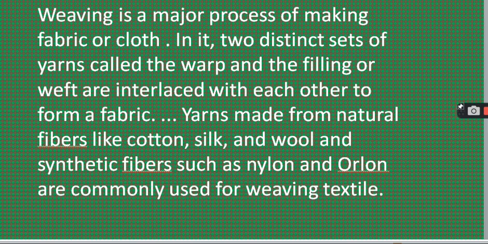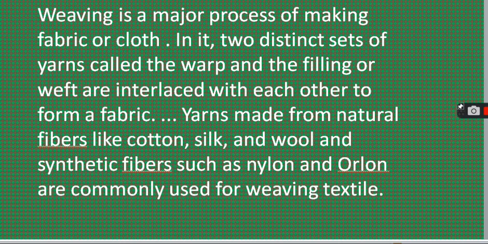Now, weaving is a major process of making fabric or clothes. So the first step is that the cotton plant is grown, and then the machines that make clothes are called power looms. Weaving is done on machines. Weaving is a major process of making fabric or cloth.